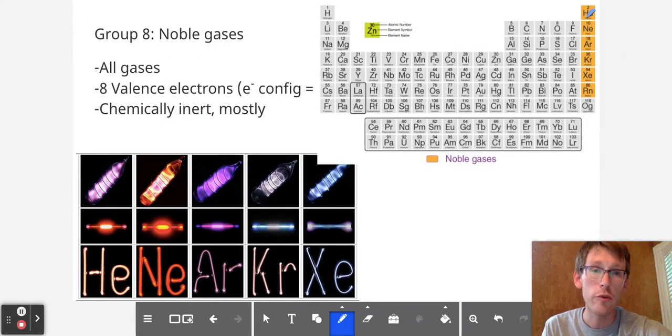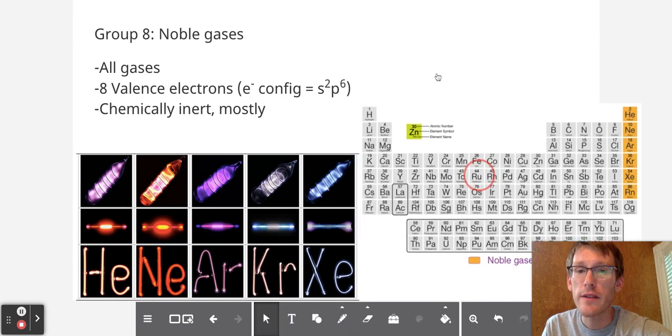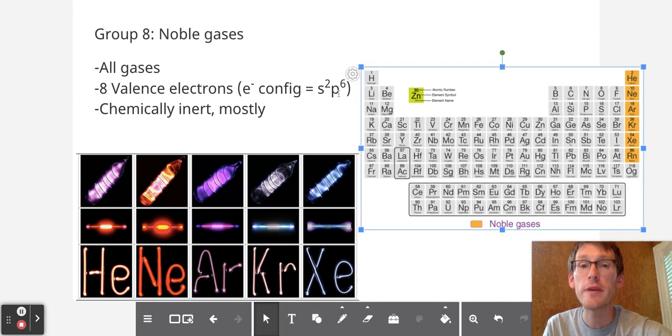Moving over to group 8, we have the noble gases, which are all gases. We've got helium, neon, argon, krypton, and xenon. And neon lights, yes, they could be neon if they have this red color, but also argon and krypton and xenon. Xenon actually is used in a lot of car headlights, and you might look at them and see a slight purple color. That's because of the xenon gas. In general, they are chemically inert, and they have a valence electron configuration of s2p6.